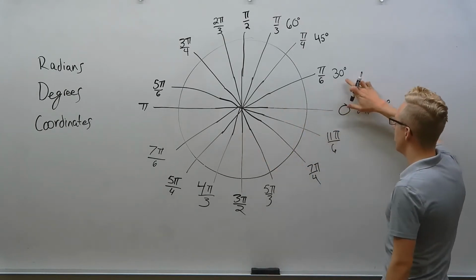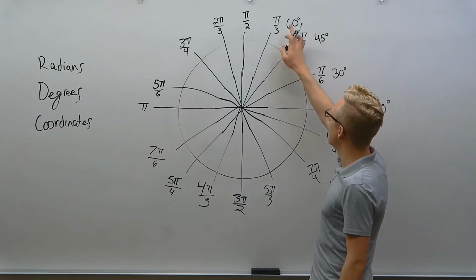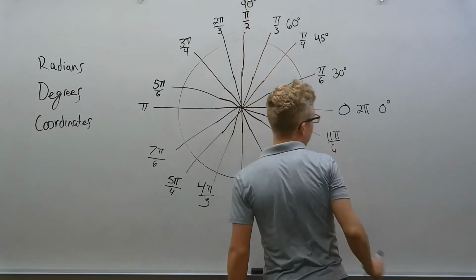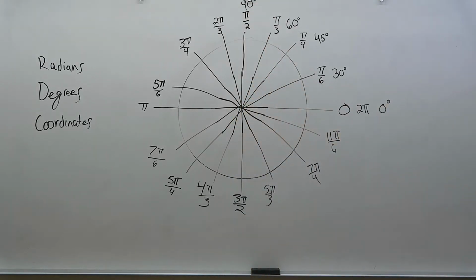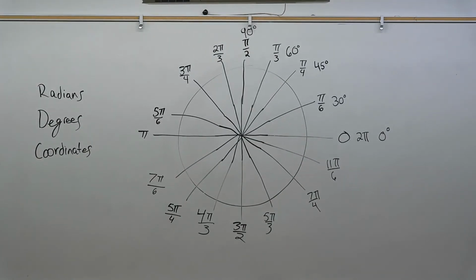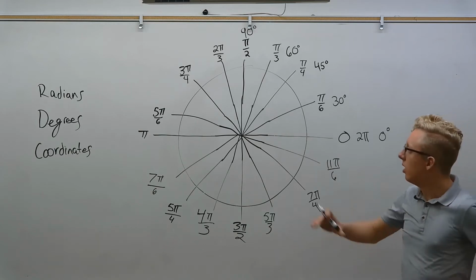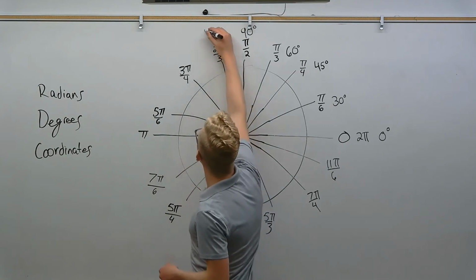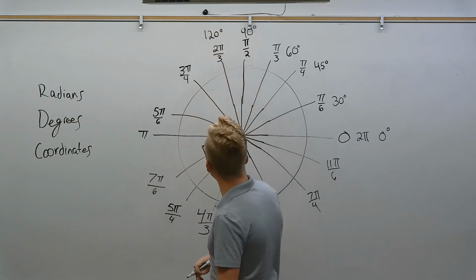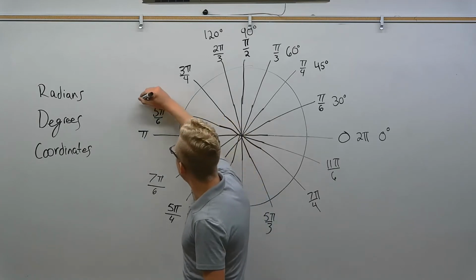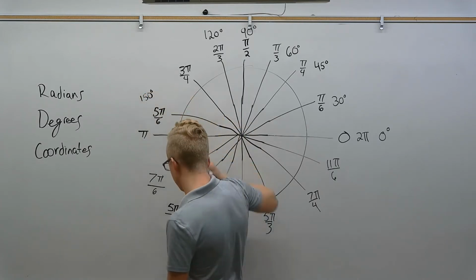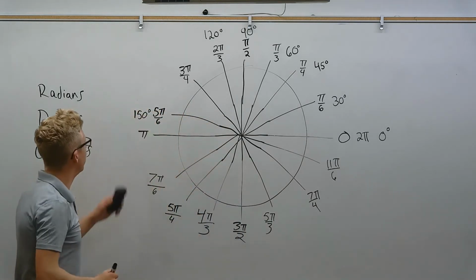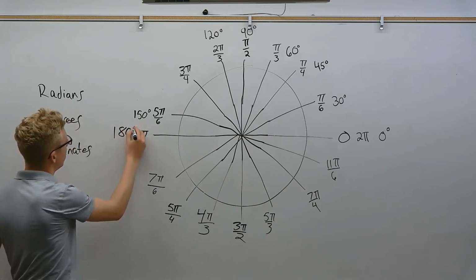So this 1 sixth is 30, plus 30 gets us to 60, plus 30 gets us to 90 degrees. Let me make sure we can see that. Let's move this up a little. So we've got 90 degrees. 90 plus 30, that's going to give us 120. Plus 30 is going to give us 150. Plus 30 is 180 degrees.